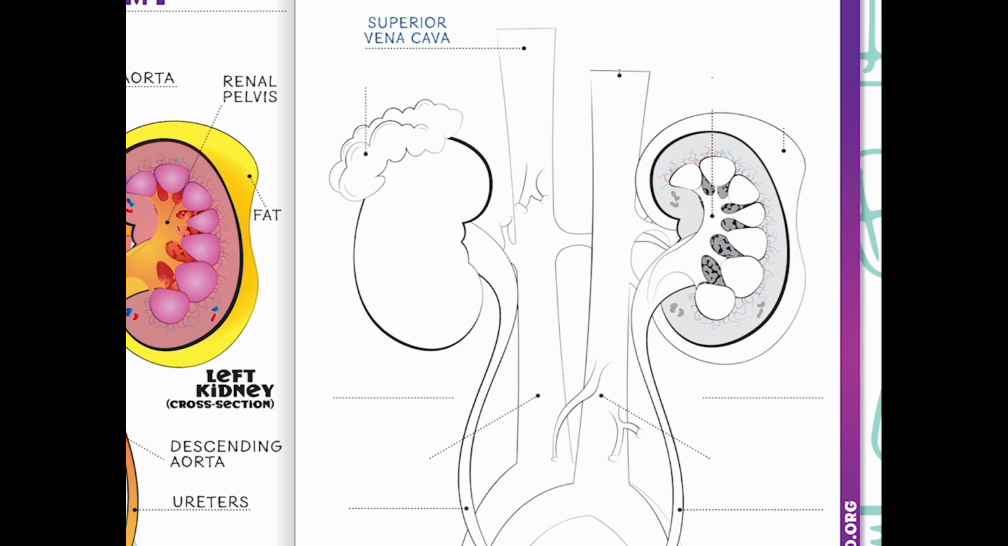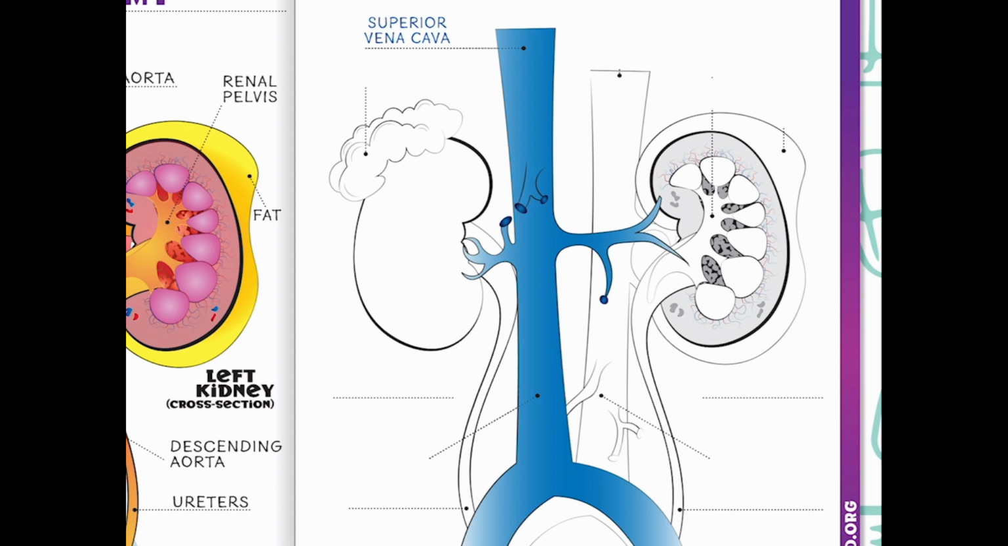So we have our superior vena cava. We also have that inferior vena cava. And although they aren't directly a part of the renal system, they both carry deoxygenated blood from the upper and lower half of the body to that right atrium in the heart. However, the inferior vena cava is the one that carries deoxygenated blood that is cleaned by the kidneys from the lower body back to that heart.